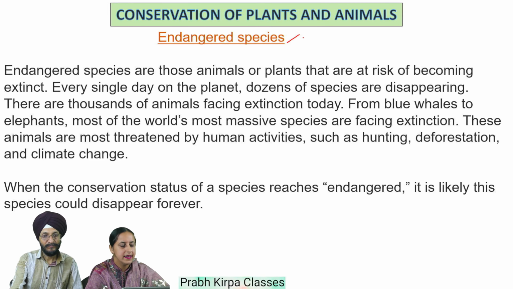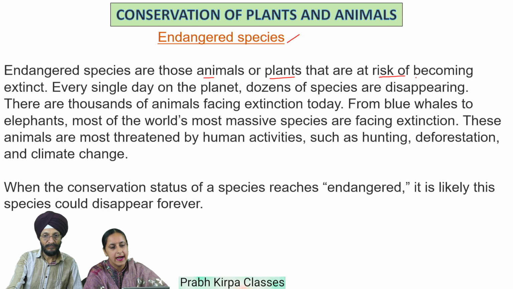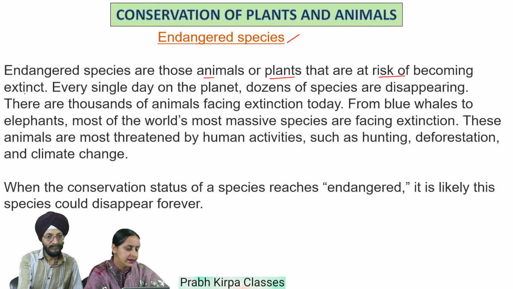Endangered species is an important term used when we talk about conservation of plants and animals. So let us understand the meaning of endangered species. Endangered species are those animals or plants that are at risk of becoming extinct.